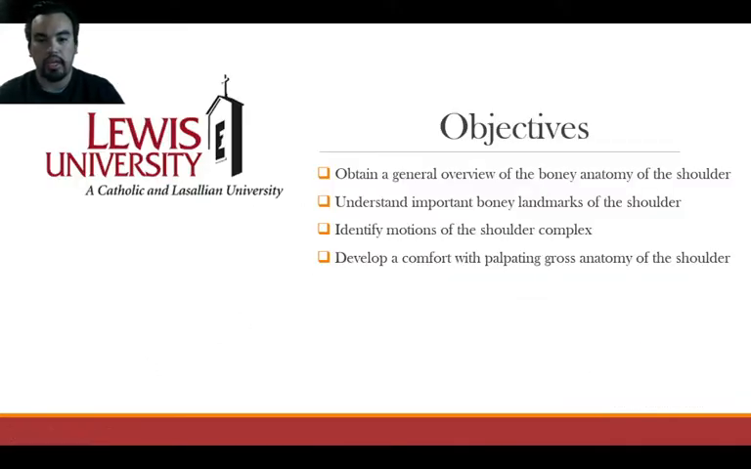The objectives today will be to obtain a general overview of the bony anatomy of the shoulder. We're going to understand the important bony landmarks of the shoulder and identify motions of the shoulder, along with developing, once we hit lab, a comfort with palpating gross anatomy of the shoulder. This portion will just cover the bony structures of the shoulder, and then we will have a future video discussing the muscular and soft tissue of the shoulder.